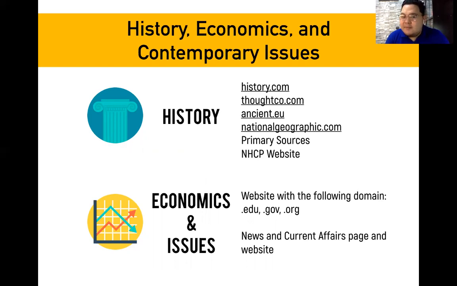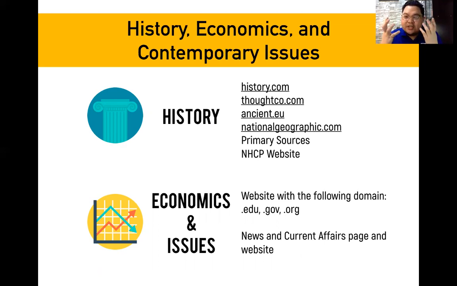Now, for economics and contemporary issues, there are actually a lot of websites available where you can look for information that you can use in your class. Now, for your websites, the most trusted ones are the websites that have domains such as .edu, .gov, and .org. When you see .edu in the URL, in the website link, that means that website is a website of an educational institution. And most of the time, they are more reliable because they do research.